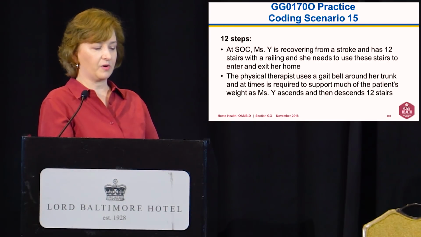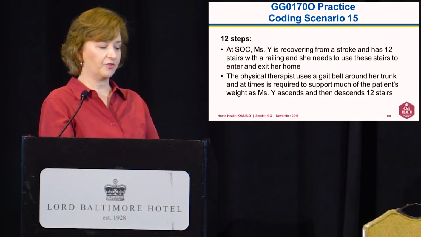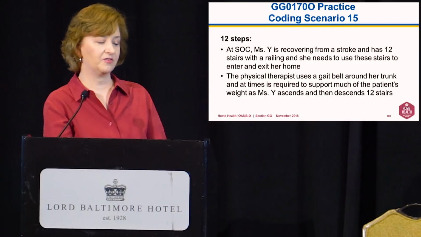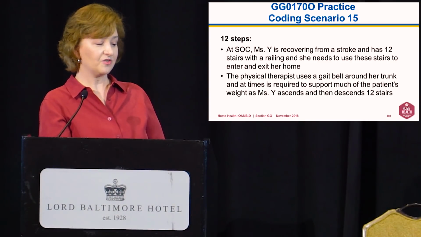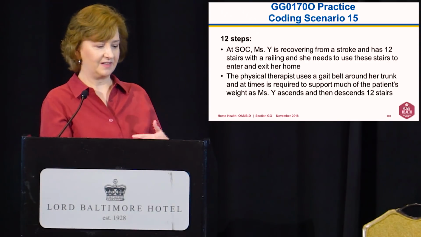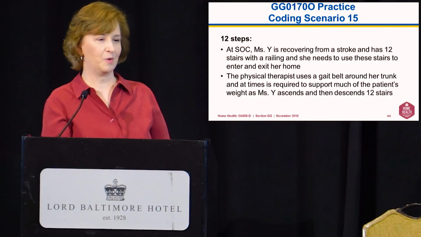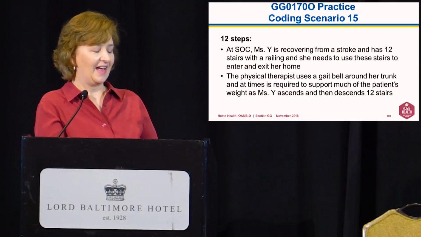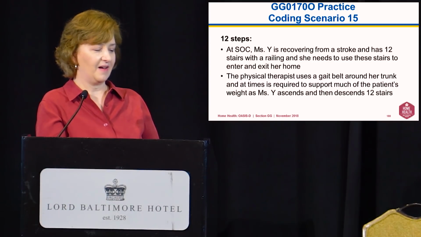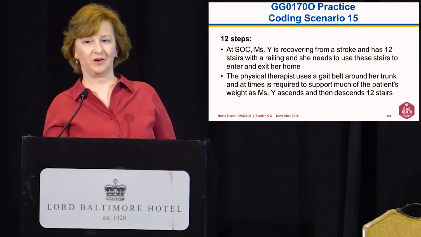So Ms. Y is recovering from a stroke and has 12 steps with a railing, and she needs to use these stairs to enter and exit her home. The physical therapist uses a gait belt around her trunk and at times is required to support much of the patient's weight as Ms. Y descends and then ascends and descends the 12 steps. So we've got a strong able-bodied therapist here who is helping, let's assume. And so it says that the therapist has a gait belt on and is providing a fair bit of support.